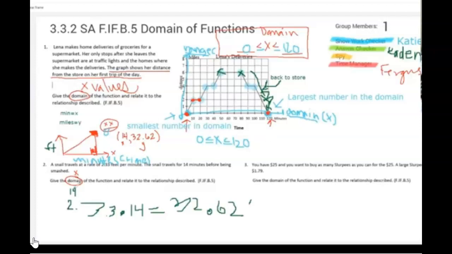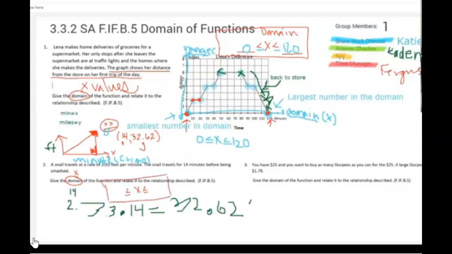Okay. So our domain is our X values, which would be 14. Okay. But is 14 the only domain possible? Look at how we wrote our domain up here. No. What's the smallest number in our domain that's possible? 0, or 1. And what's the largest? 14. Right.